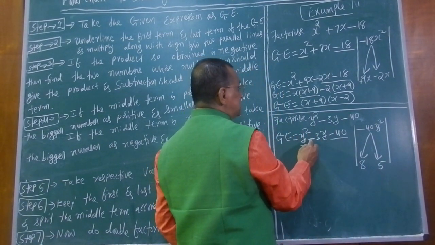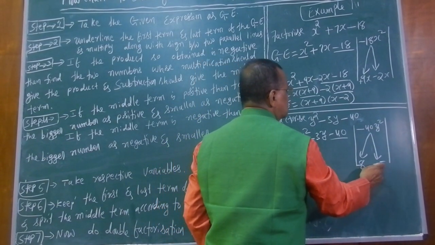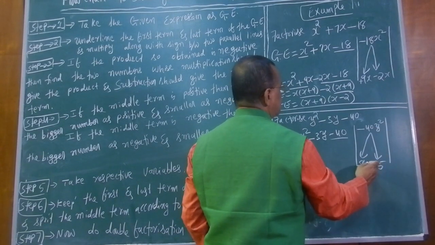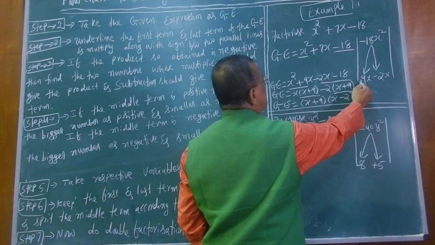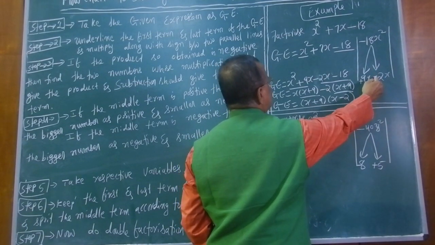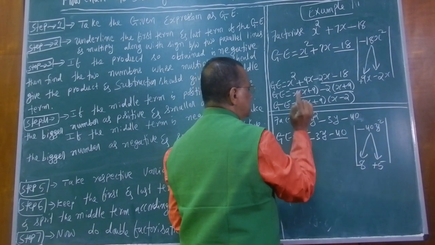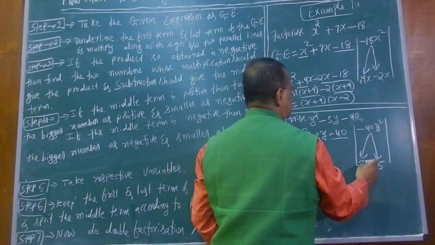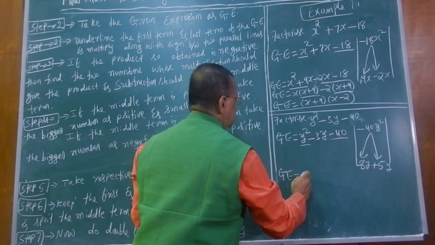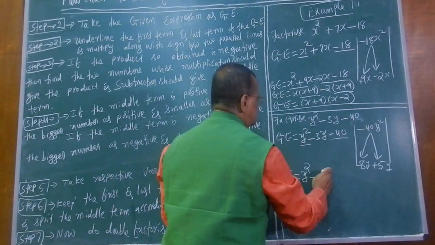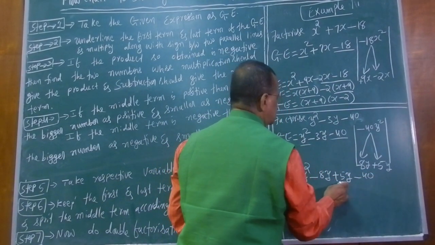Since the middle term contains a minus sign, I take the bigger number as minus and the smaller number as plus. In the earlier case, the middle term was plus, therefore I took the bigger number as plus and the smaller number as minus. In this case, the middle term is minus, therefore we take the bigger number as negative and the smaller as positive. Take the respective variable, keep the first term as it is, split the middle term according to the factors obtained, and keep the last term as it is.